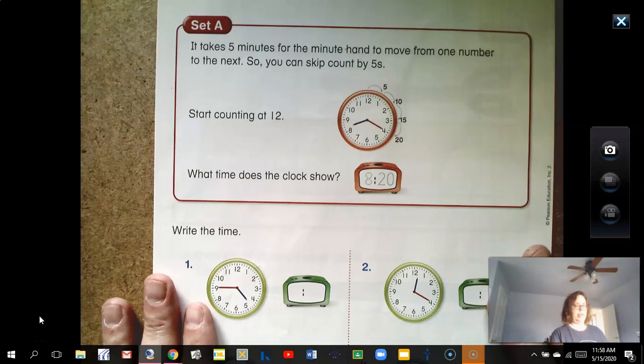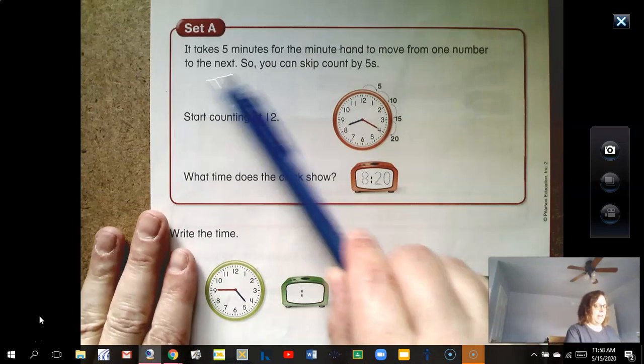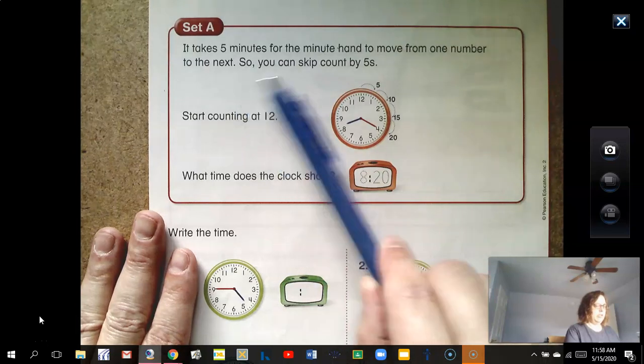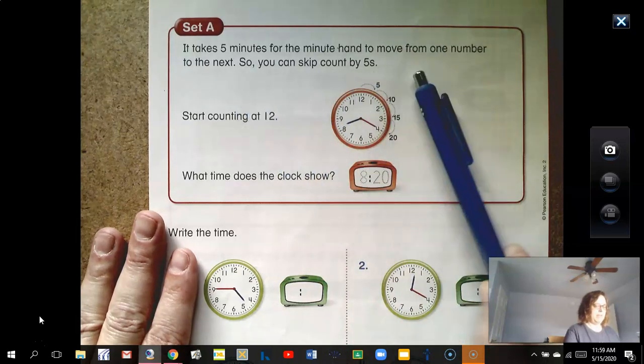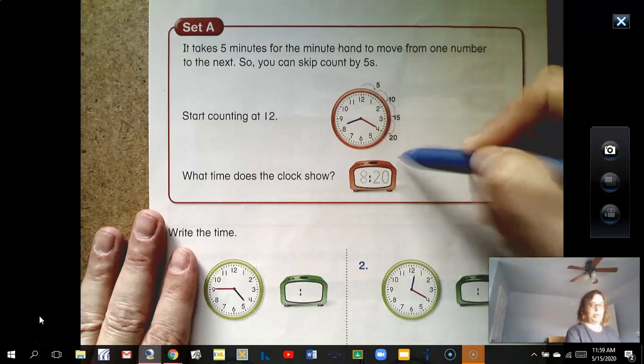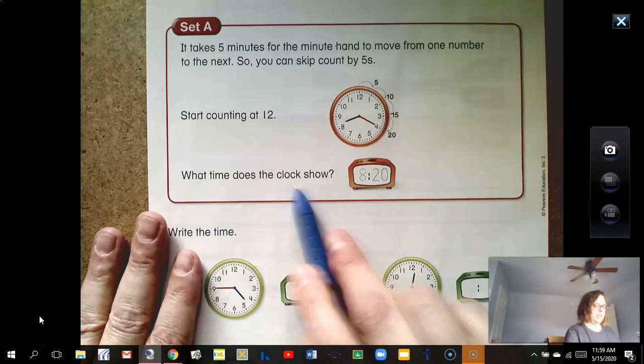check it. Okay, it takes 5 minutes for the minute hand to move from one number to the next. So you can skip count by fives. Start counting at the 12 and count by fives, which we've done before. What time does the clock show?